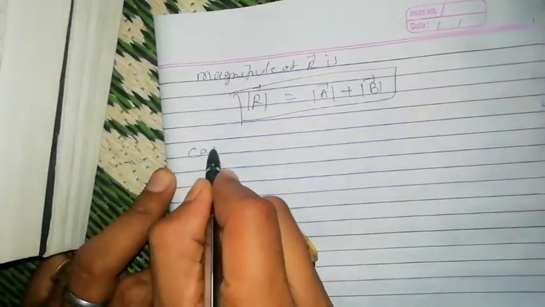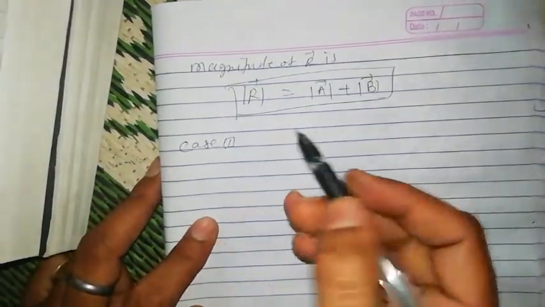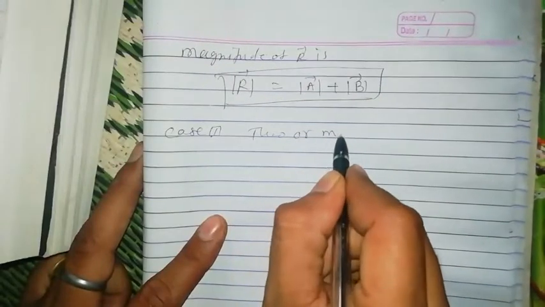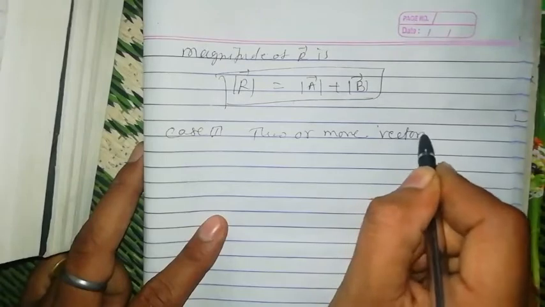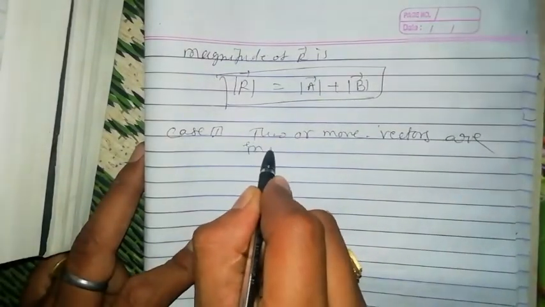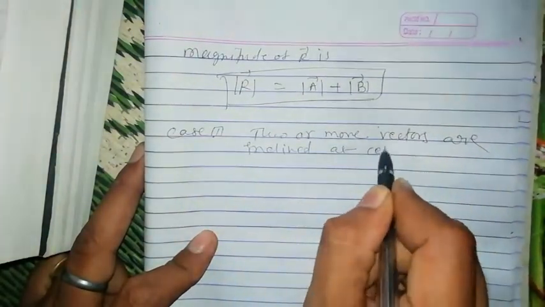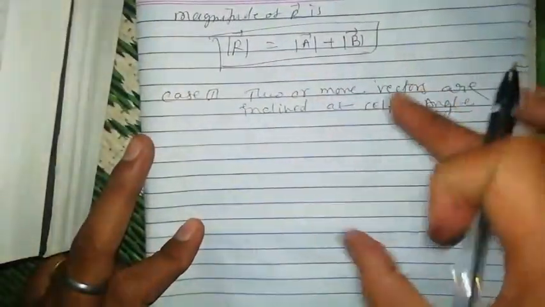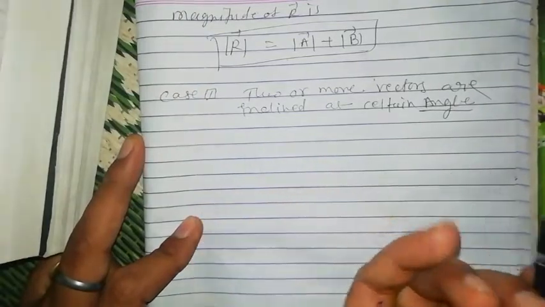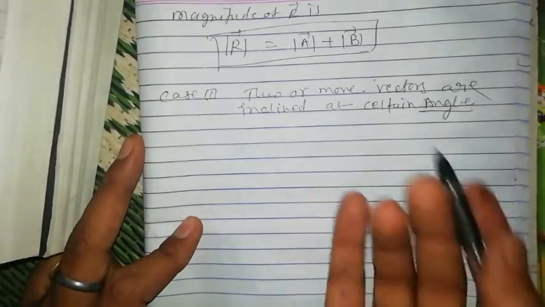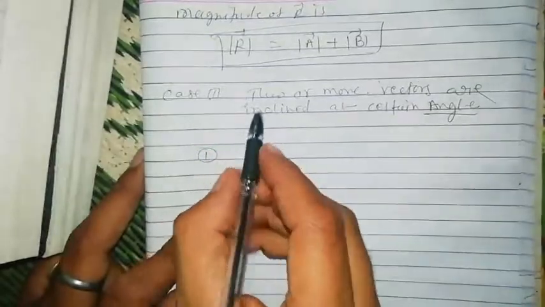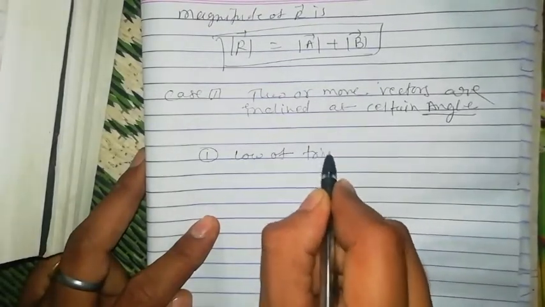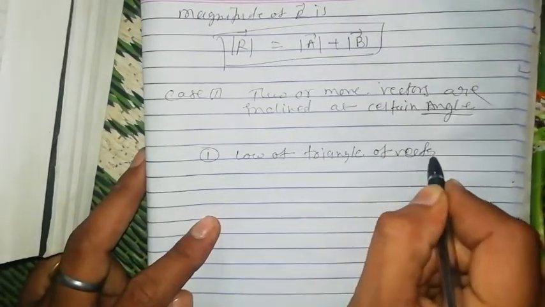In the third case, two or more vectors are inclined at a certain angle. यदि हमारे वेक्टर्स एंगल ड्रॉ करते हैं किसी पॉइंट पे, then in this situation the vectors are generally added with the help of the following laws. इन लॉज़ को फॉलो करते हुए इसका एडिशन निकाला जाएगा। First, law of triangle of vector addition.